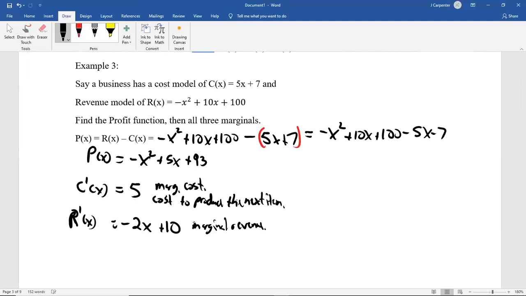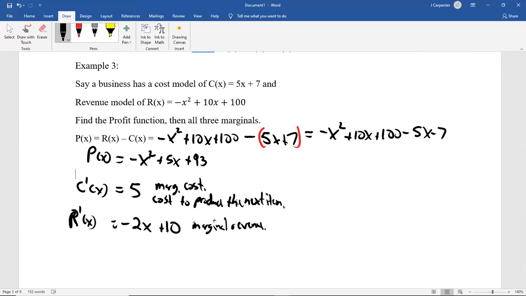And again, this might not necessarily make sense, but that's not the point of this. So that's the cost to... I'm sorry, that's the money we would take in, not cost. That's the money we would take in from the next item.